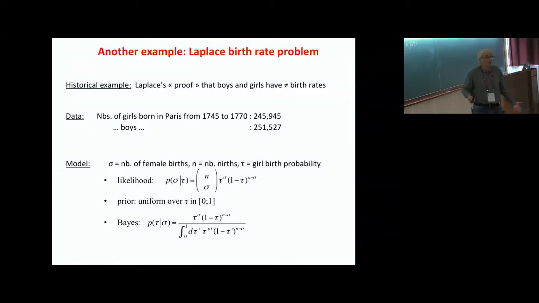And if you know nothing about the birth rate, then the simplest thing you can assume is that tau is some number between 0 and 1. We don't know anything. So I will just assume some prior, which is uniform over 0 and 1. Okay, so now again, I use Bayes. That's the only formula you have to know. At the numerator, I will have this probability of sigma given tau, times the prior, which is uniform, so it's 1. And at the denominator, I will have the integral of the numerator over tau. The combinations here just cancel because they are the same at the numerator and denominator, and I get this formula.